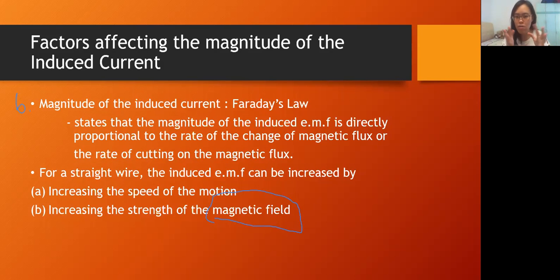Okay, so now that's in a straight wire. How about solenoid? You think about it and see. When you are copying these notes number 6, you think about it. In a solenoid, how can you increase the magnitude of the induced current?